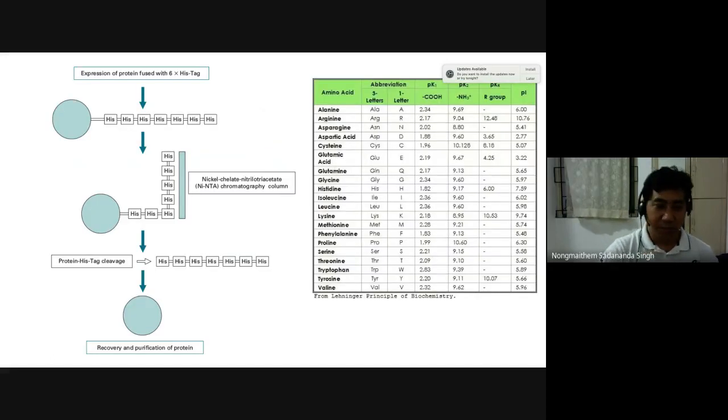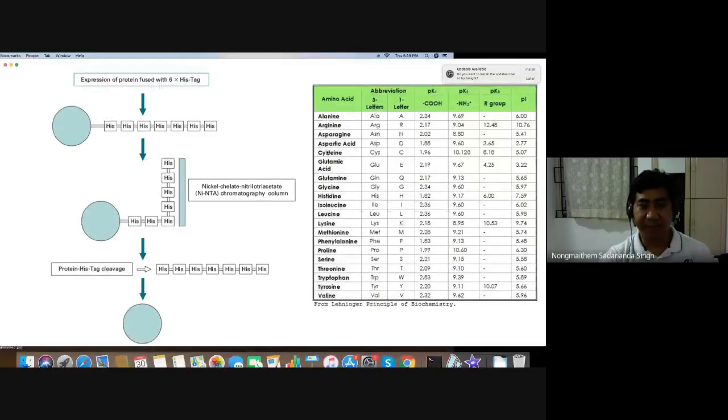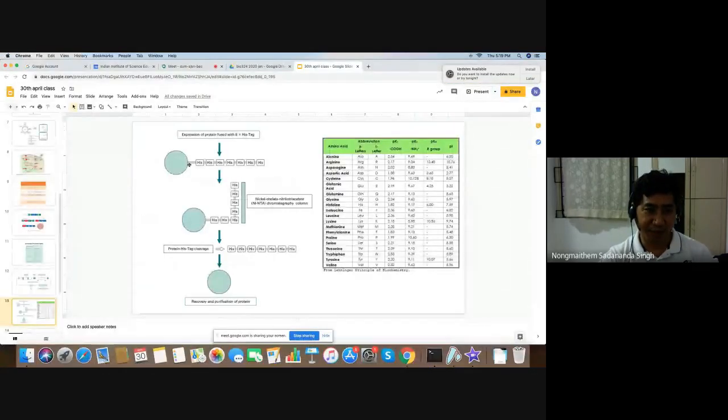So now to go ahead, once you clone into an expression vector, the next step is generally that you want to purify. One of the examples that people use to make purification easier is that people put in extra amino acids. Okay, so what do you mean by that? You have a protein of interest.